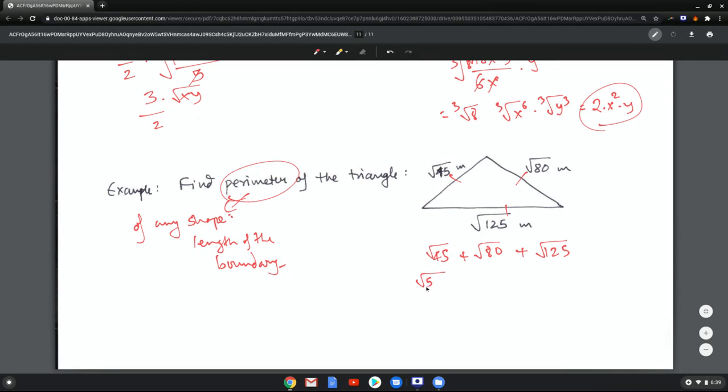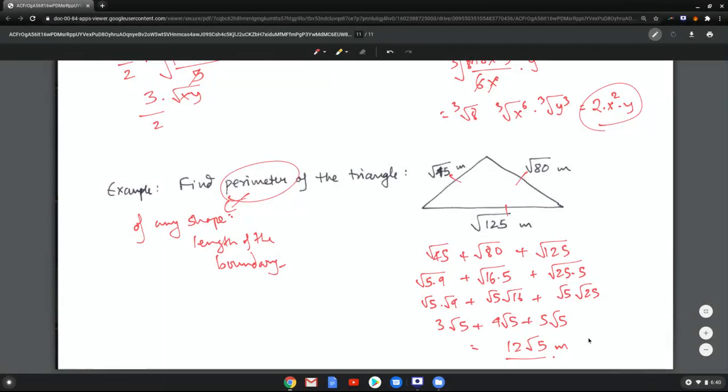Now this is 5 times 9. It's 16 times 5, and this is 25 times 5. So this is root 5, root 9, root 5, root 16, root 5, root 25. So this is 3 root 5 plus 4 root 5 plus 5 root 5, which comes out to 12 root 5. And you gotta put the unit. It's meters. Okay, that's it for this week's videos.